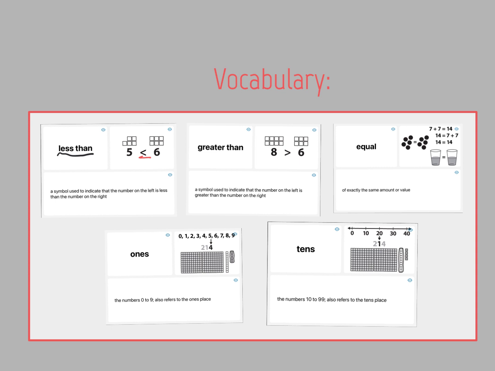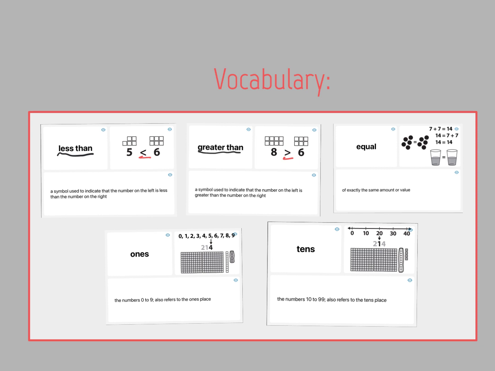Our second example is greater than. We see that it means a symbol used to indicate that the number on the left is greater than the number on the right. We see this in the example by showing the numbers 8 and 6. And we know 8 is bigger than 6, so we would say 8 is greater than 6.